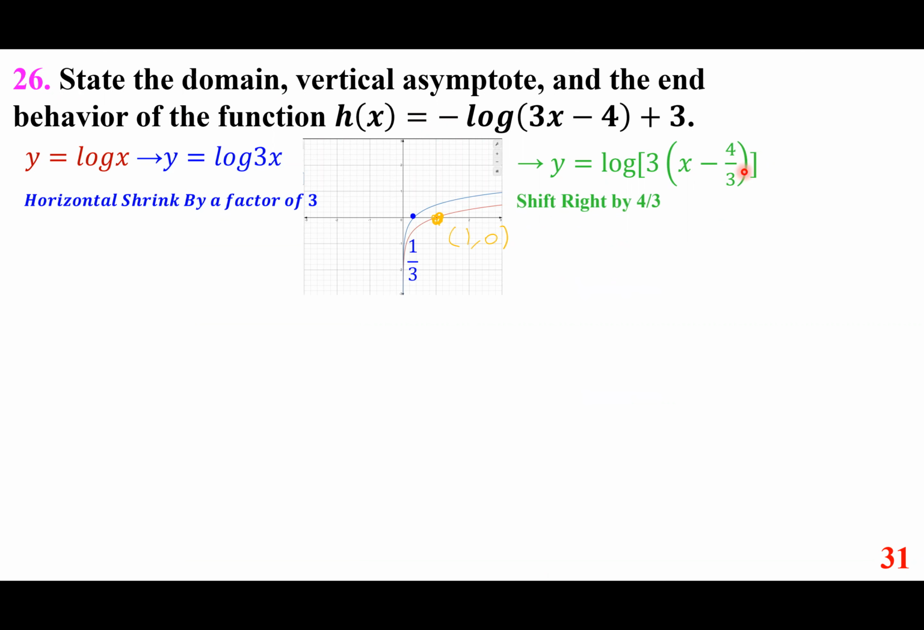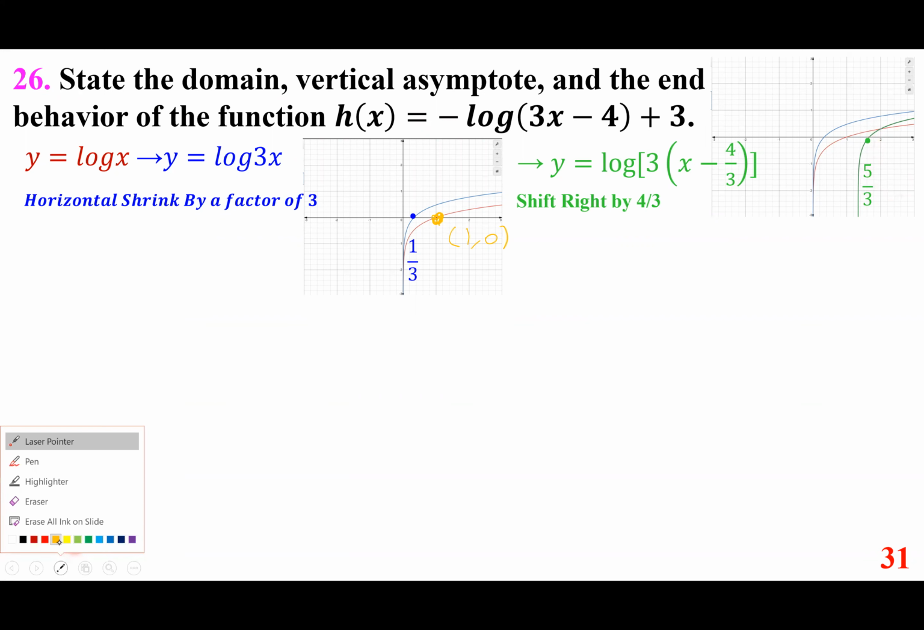So you're looking at this blue one. This one shifts right by 4/3. And if it shifts right by 4/3, this 1/3 over here, you add 4/3 to it, becomes 5/3. So this point has coordinates (5/3, 0). The most important thing is to understand why 5/3.